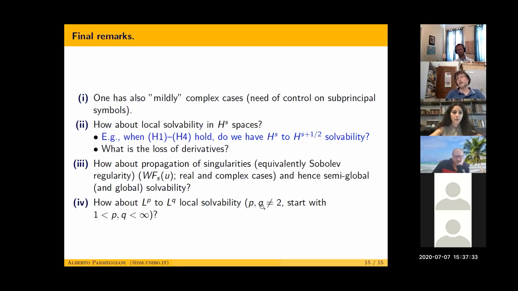So you take P and Q different from 2, and then you take also, to avoid some problematic situation, them strictly in between 1 and infinity. Can you have a priori estimates which are granting some LP to LQ local solvability? This is very interesting because it's related to some generalization of Strichartz estimates. So that would be something one should understand also, to me.